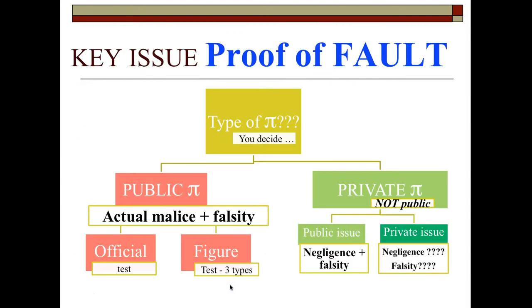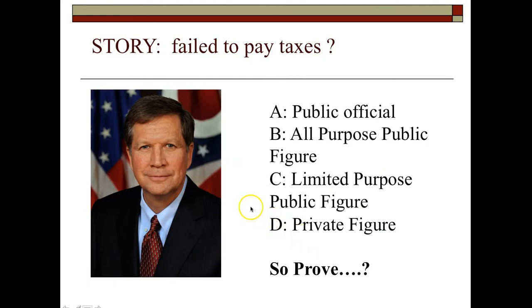Who has to prove what levels of fault? Public plaintiffs, whether public officials or public figures, have to prove actual malice. In contrast, private plaintiffs, when they're writing about a public issue or matter of public concern, only have to prove negligence.